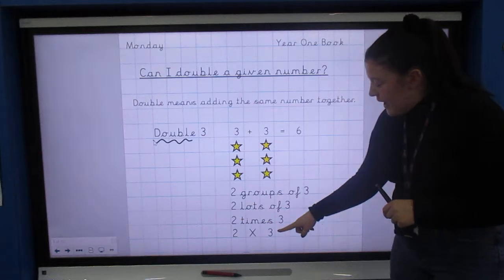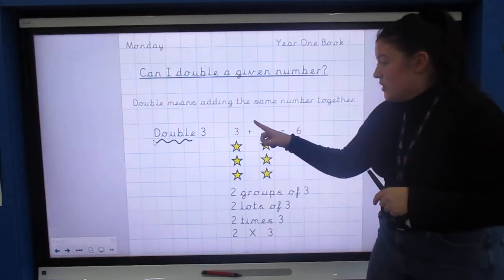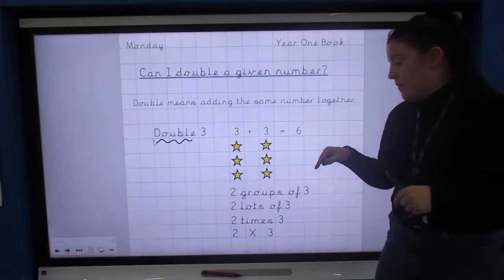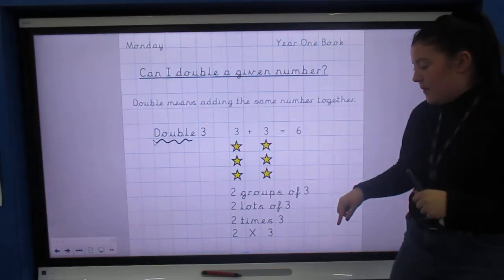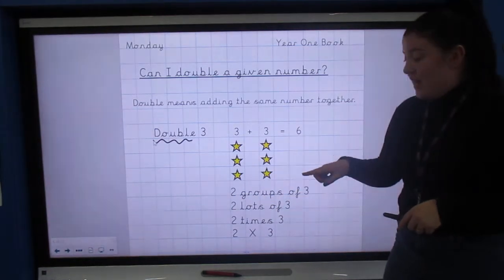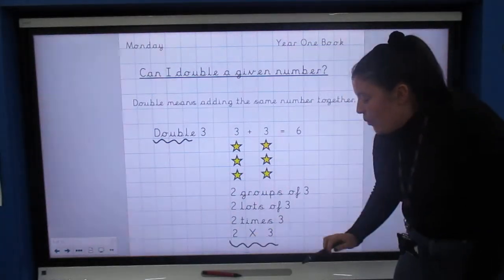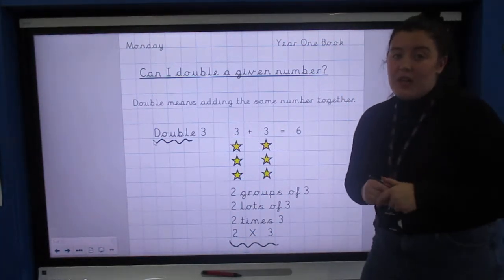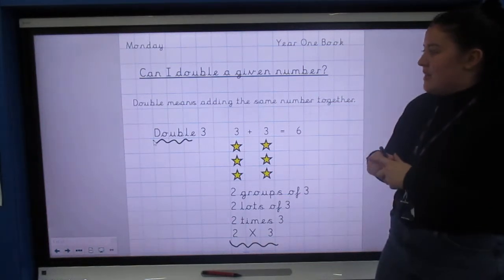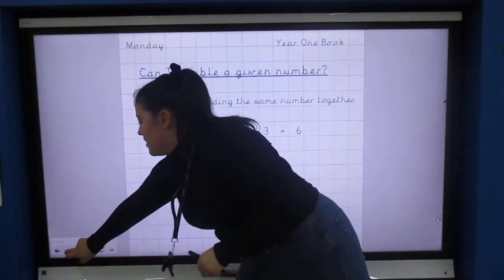And what we can look at underneath is all of the different ways we can talk about doubling. Double 3 is the same as saying 3 add 3, 2 groups of 3, 2 lots of 3, 2 times 3, and that is what it looks like in a multiplication sum there. Now we are going to explore that further this week, but for today we're just thinking about doubling. And doubling means adding the same number together. Okay, let's look at another example.